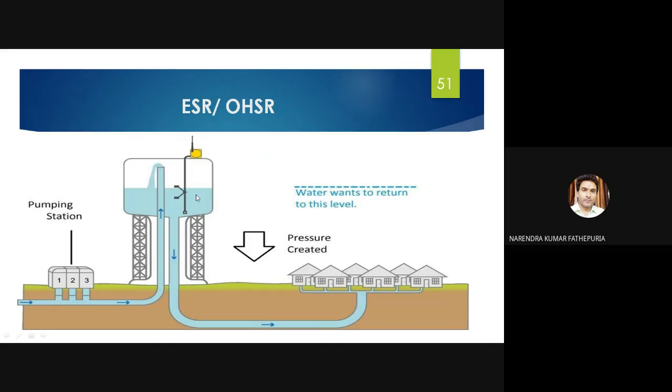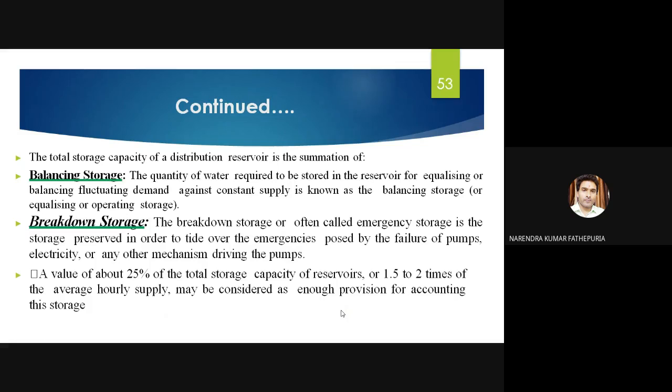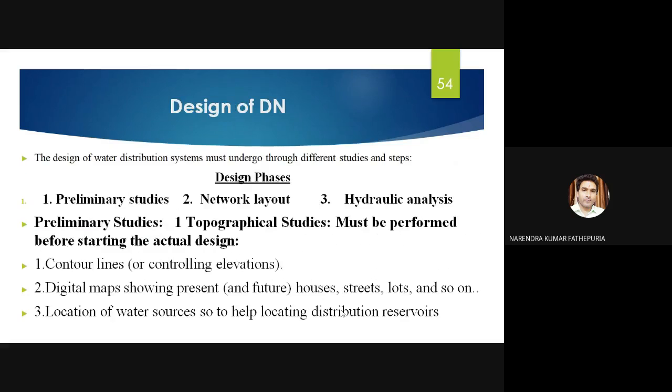A simple tank that you have seen in your colonies. Now water has to be discharged to your household. Then there is the GLSR, ground level storage reservoir, and the balancing storage reservoir, as I told you, the objective is clear for it.